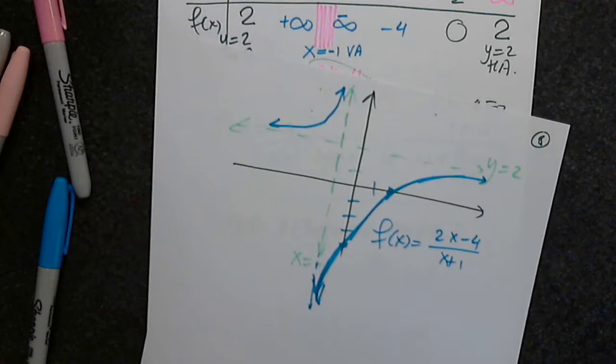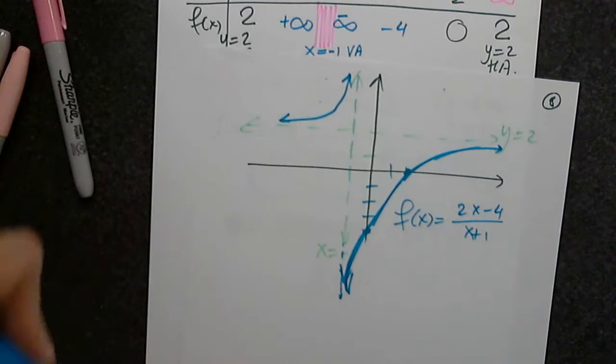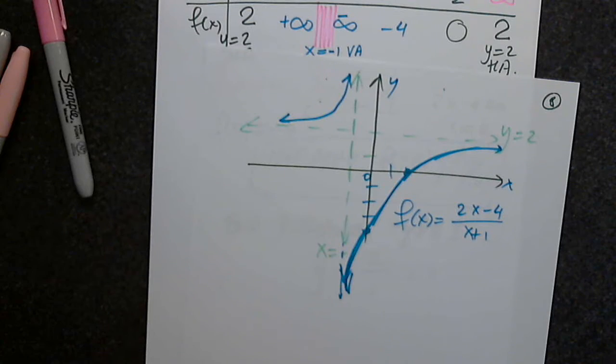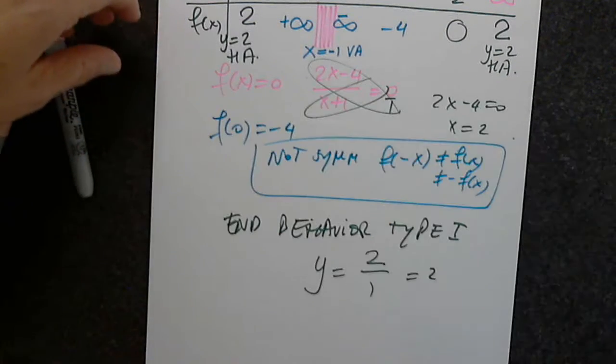So this is a rational function of type 1, and type 2 is even easier. Any questions?